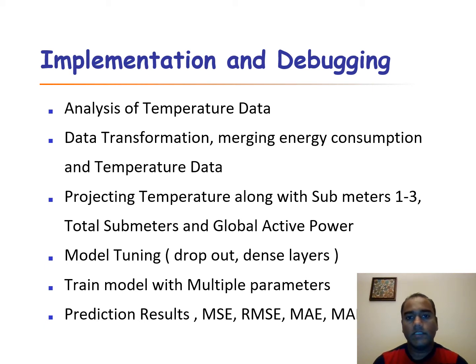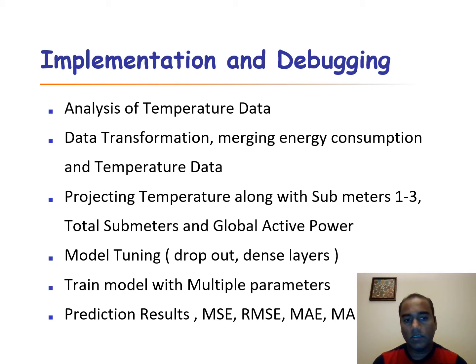The analysis of the temperature data transformation, merging the energy consumption and temperature data sets together, and projecting the temperature data along with the power consumption data of submeter readings 1 to 3, the total submeter readings, and the global active power.